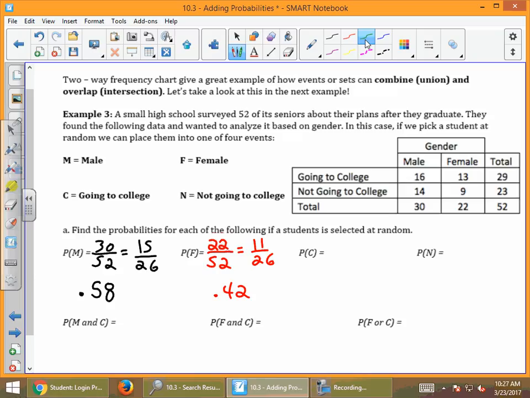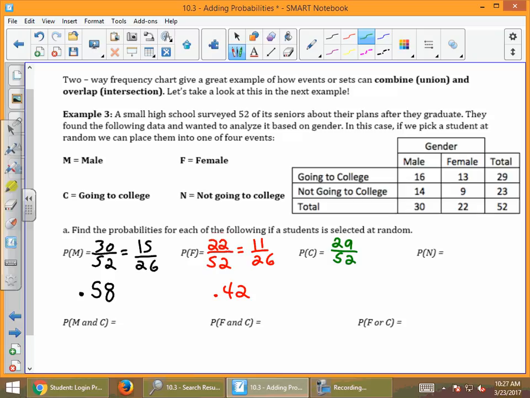Well, what about this next probability? Probability of C. C represents going to college. How many students are going to be going to college? 29. Here's going to college. I'm zooming over. It's 29. So there are 29, and still there's 52 kids we're surveying going to college.